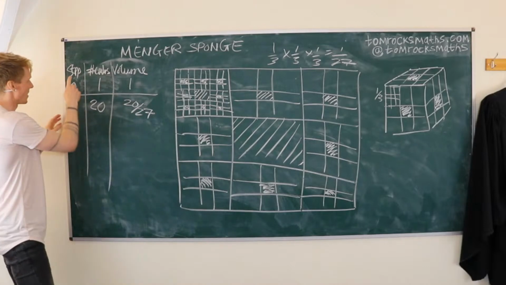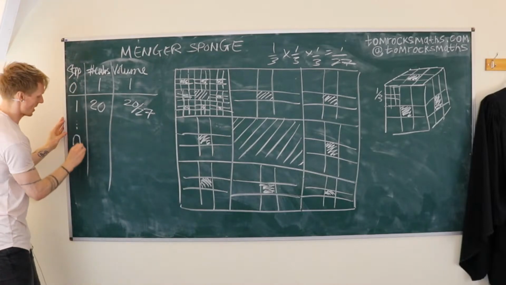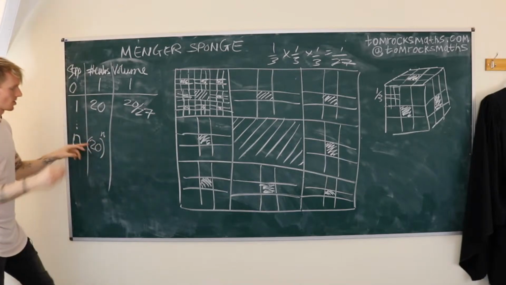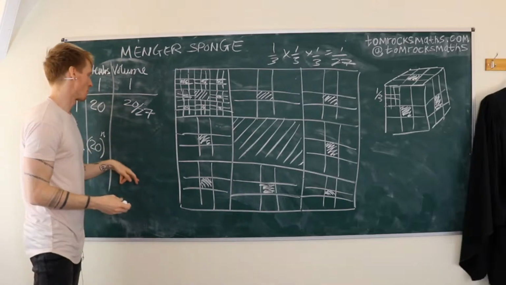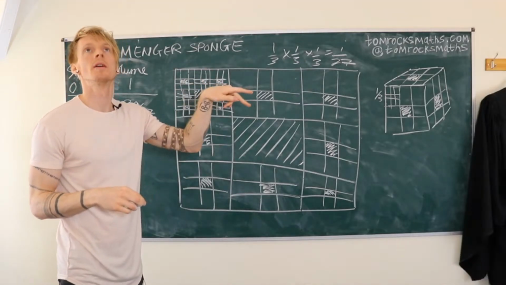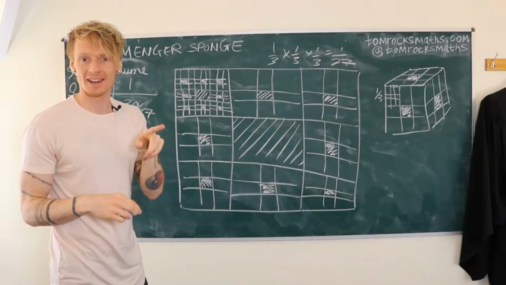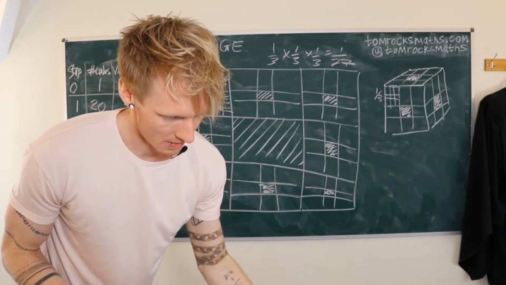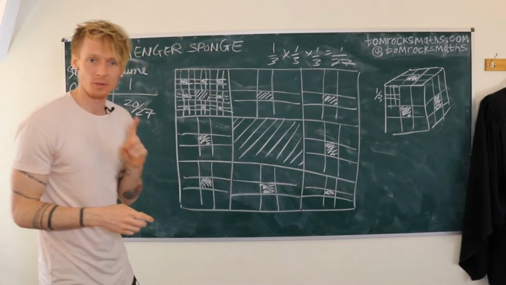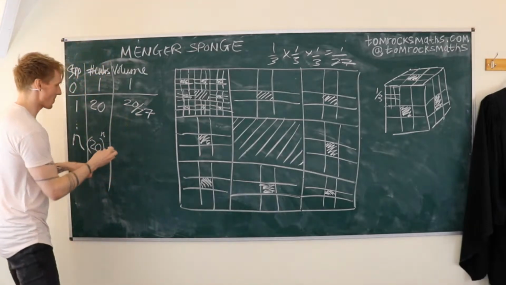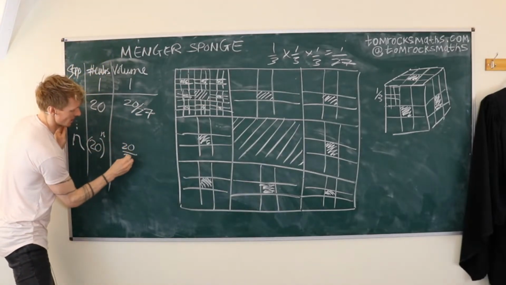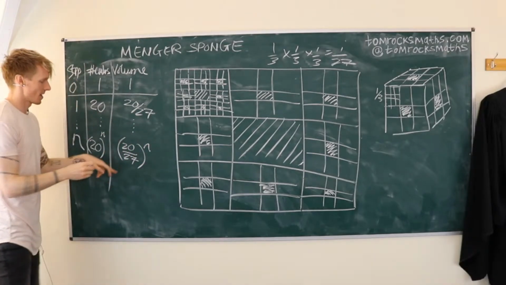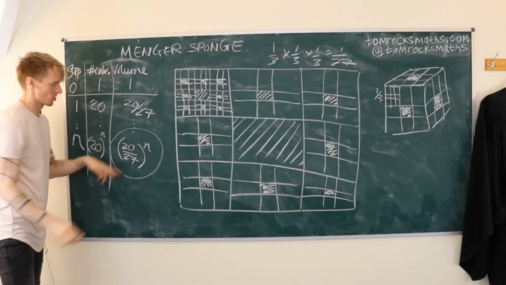So what you're going to see is that if your step is at step n, we have 20 to the n cubes, and each of those cubes is 1/27 to the n in volume, I think. Let me double check that. Yes, it will indeed be 1/27 to the power n. So at step n, this is 20/27 to the power n. So this is your volume at step n.